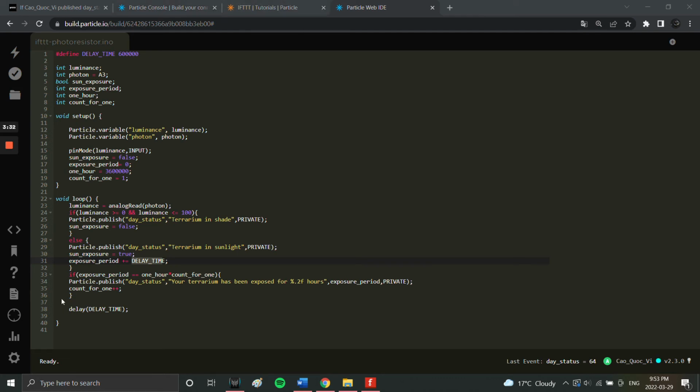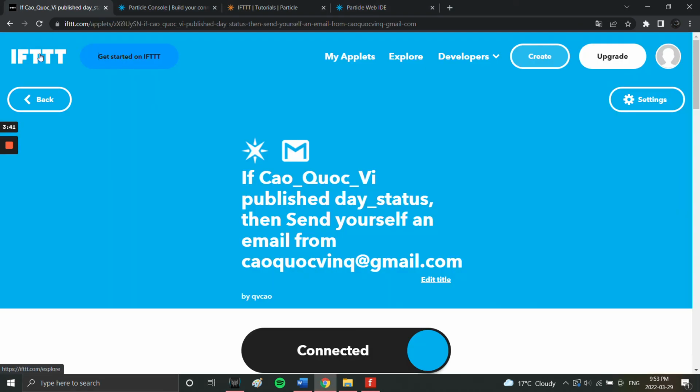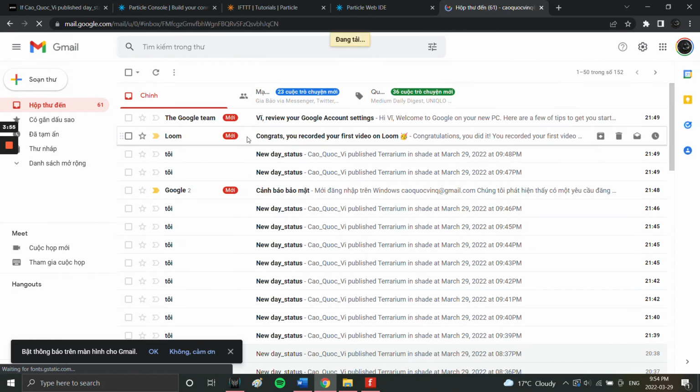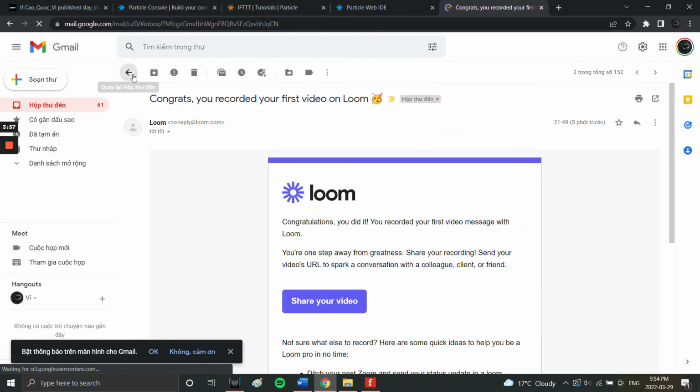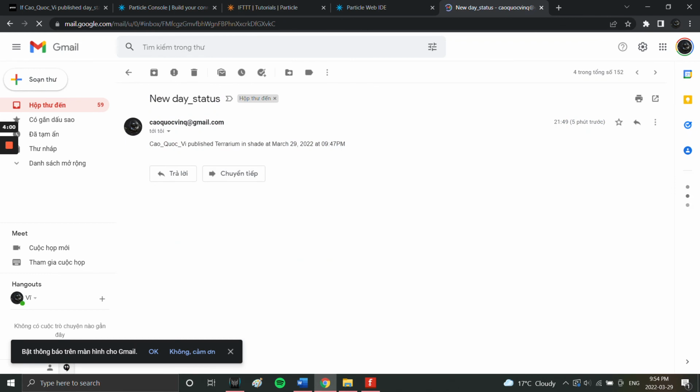And the whole idea is that whenever the Particle Argon publishes an event, this IFTTT receives that event and gathers the whole event to send it to my personal mail, which includes the message with the specific time.